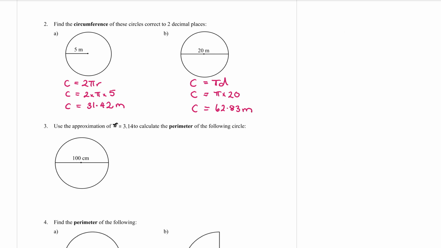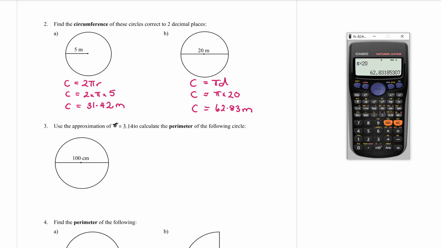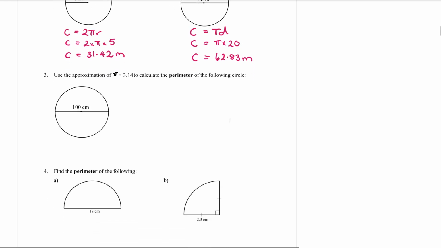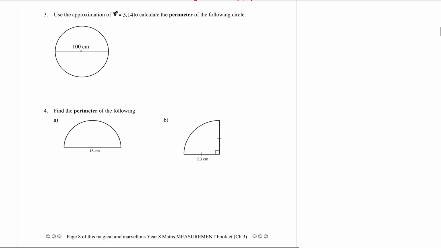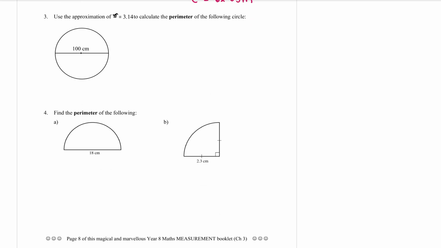Done. Now, most of the questions that you do, I want you to be using that pi button on your calculator. But occasionally, they ask you to use an approximation of pi in the question. So instead of using the pi button, this question here says, use the approximation of pi to be 3.14. Okay, that's close to the value of pi. It's a rounded value for pi. So it's not exact, but it is pretty close. So it wants me to use that value to calculate the perimeter of this circle.